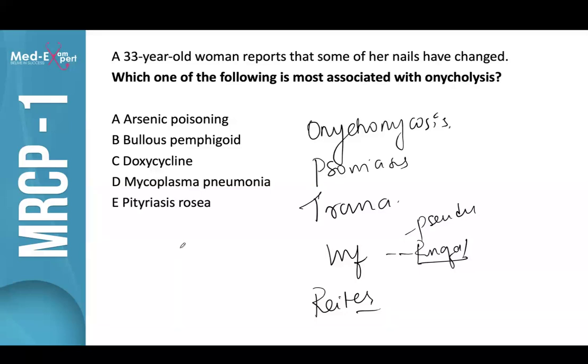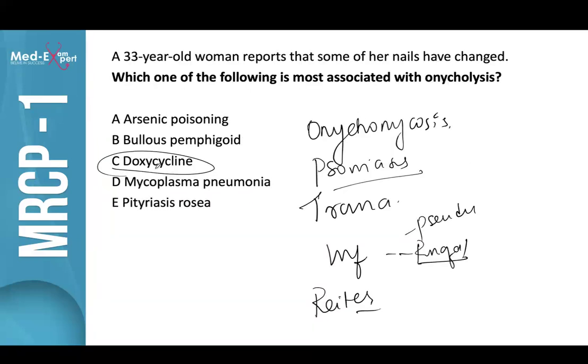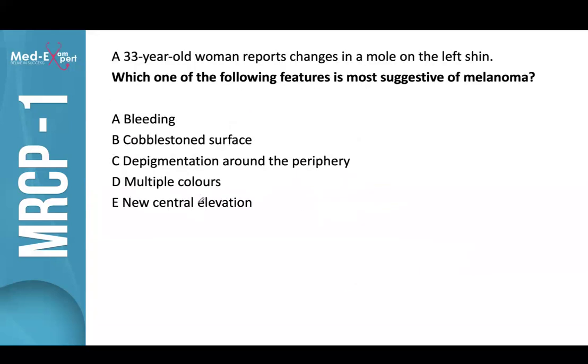Yes, it's associated with psoriasis. That's what I've written here. Among the following, the notorious thing that can cause onycholysis is none other than your good old doxycycline. This is notorious to cause it. Here, you should know other adverse effects of doxycycline. Arsenic poisoning is not a pemphigoid, not a blistering or bullous lesion, so it will not cause that. Mycoplasma pneumonia won't. Pityriasis rosea, that's not the option.